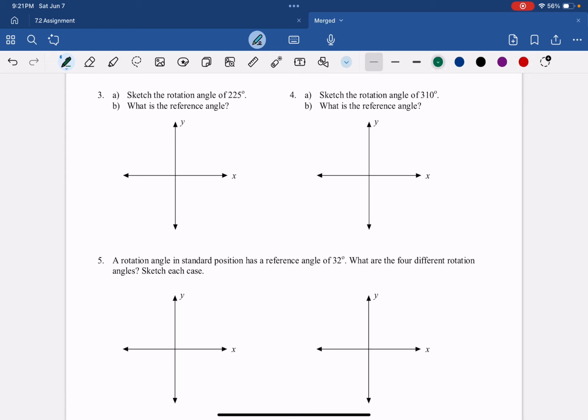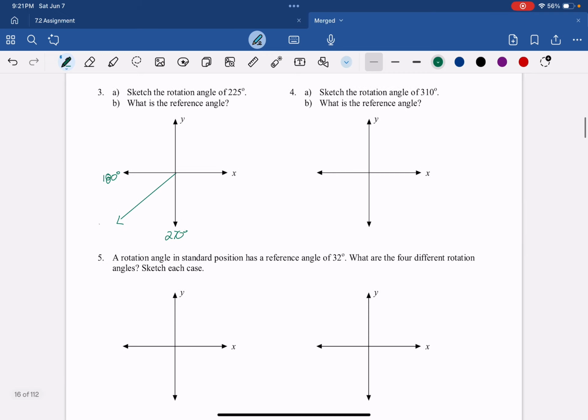Okay, so 225, that's larger than the 180 that's here, but less than the 270 that's there. So it'll be in between these two angles. It'll be in quadrant 3. So this will be 225 degrees. My reference angle is how far am I from the x-axis? Always the x, never the y. So if I want to figure out my reference angle, I'm going to go 225 minus 180, and my reference angle here will be 45 degrees.